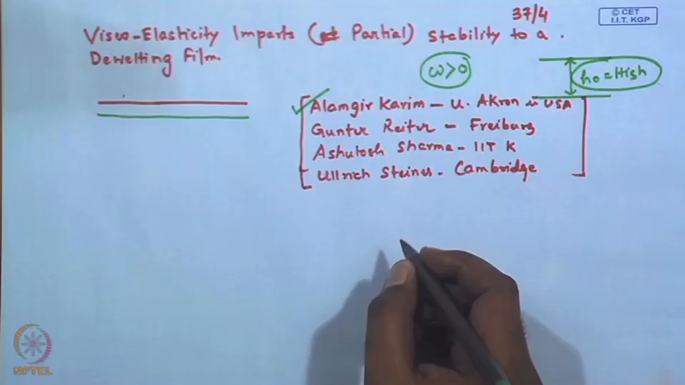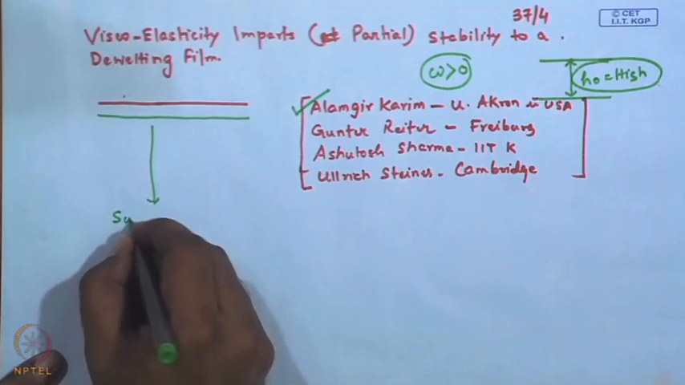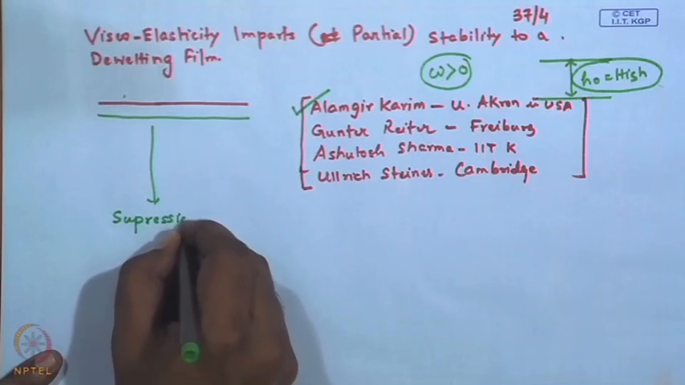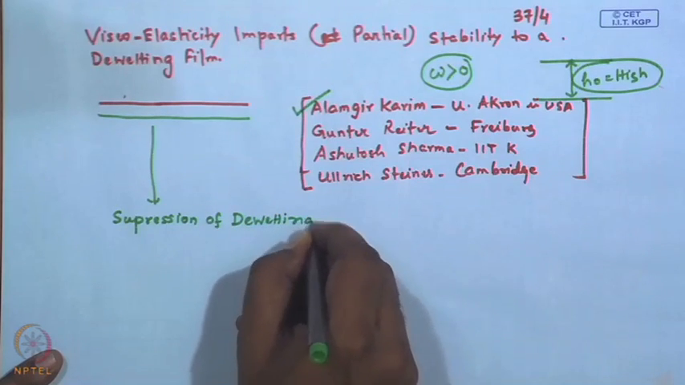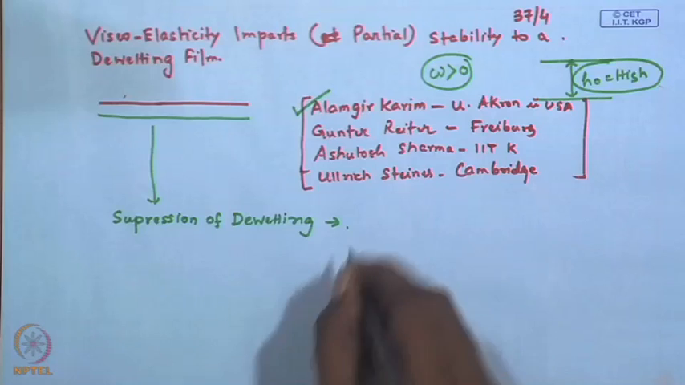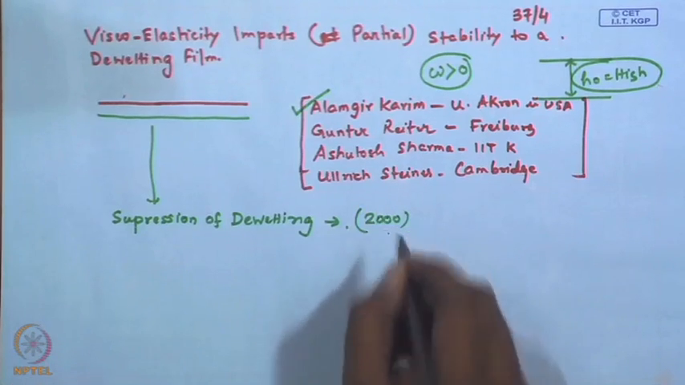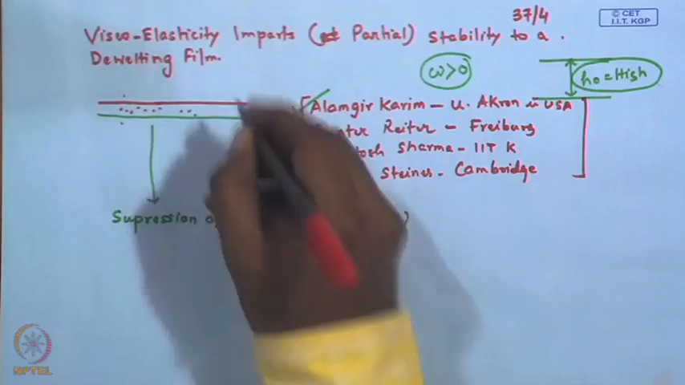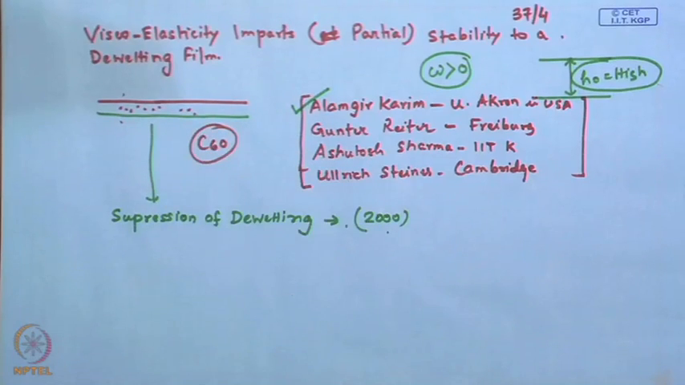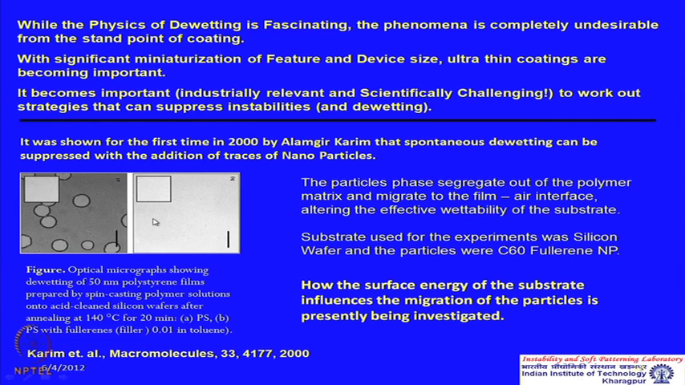About this particular theme of suppression of dewetting, one of the first papers that was published, around 2000, was a Macromolecules paper, which said that if you add some nanofiller particles to this film, and they added C60 nanoparticles, fullerene nanoparticles, Professor Karim's group showed that the dewetting gets completely suppressed. I got permission from him to show this image.